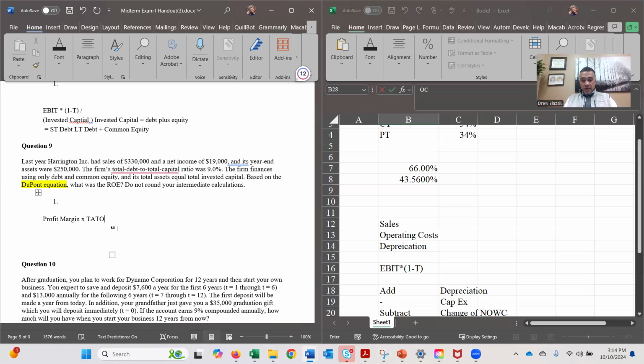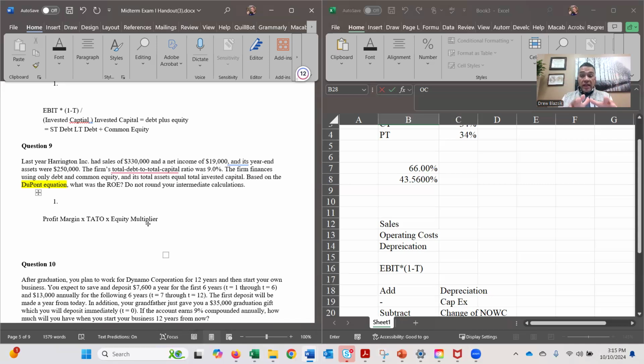So you want to look that up in chapter 4. And then you're going to multiply that times the equity multiplier. What is that? That's going to be our assets divided by equity. So every dollar of equity, how much assets does it produce? That's what's asked for the multiplier. All those give us something, so you want to figure those out.